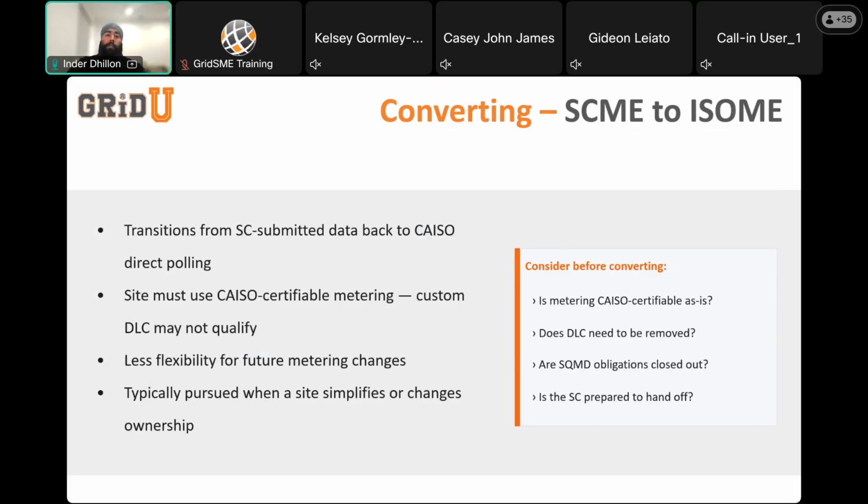And now if we were going the other direction, SCME to ISOME, it means the site is moving back toward a more standard CAISO-pulled metering setup. This usually means reducing or removing custom settlement logic, aggregation, or external calculation methods, making sure the site can meet CAISO-certified metering requirements. The benefit is that the settlement process becomes more standardized and CAISO takes on more of the direct data processing role, but the trade-off is less flexibility. If the site changes later, those changes may need CAISO approval and could trigger additional validations or recertifications.